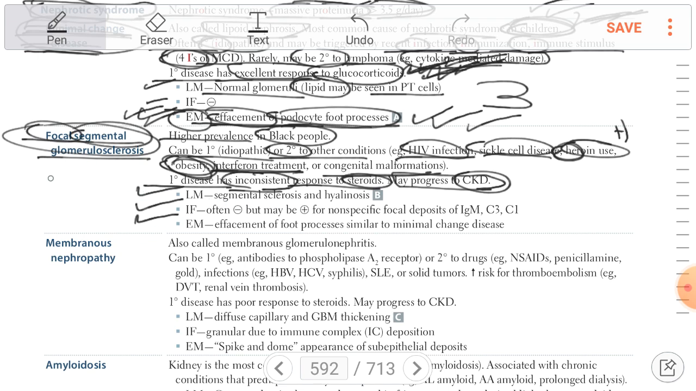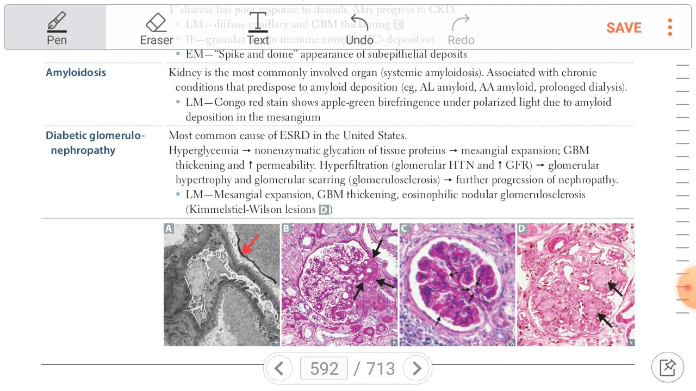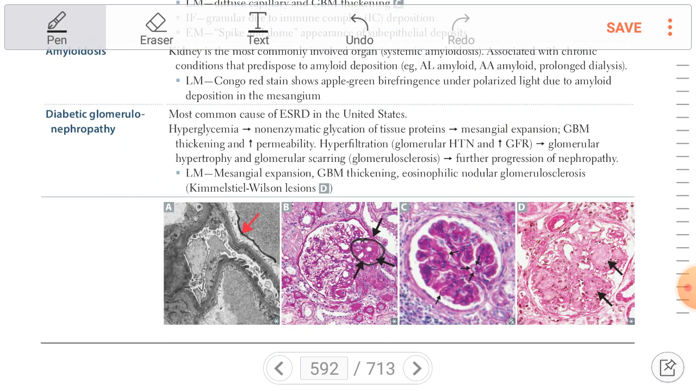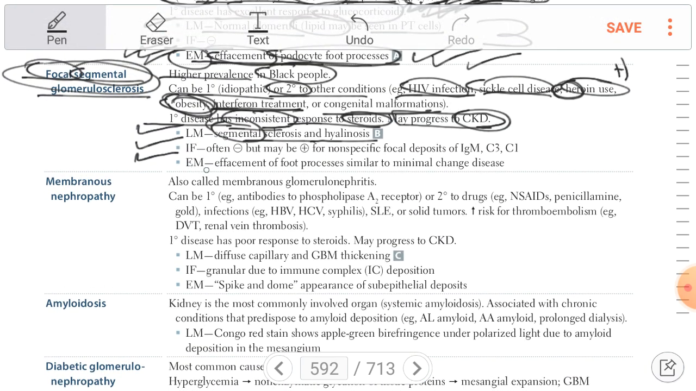Then on light microscopy, immunofluorescence, electron microscopy: light microscopy, it's called what? Focal segmental sclerosis, hyalinosis. This is on light microscopy. Immunofluorescence, mainly negative, and may be positive for non-specific focal deposits of immunoglobulin M, C3 and C1, but it's often negative. On electron microscopy, there is what? It's like minimal change disease, there is effacement of foot process.